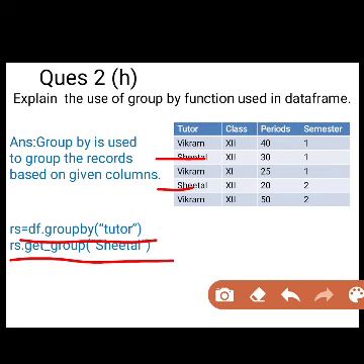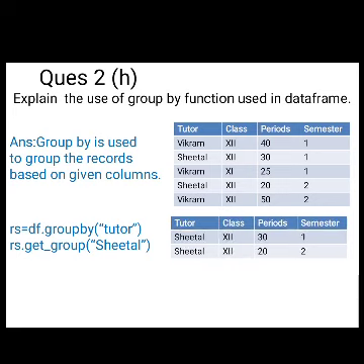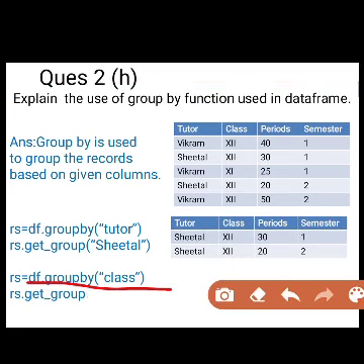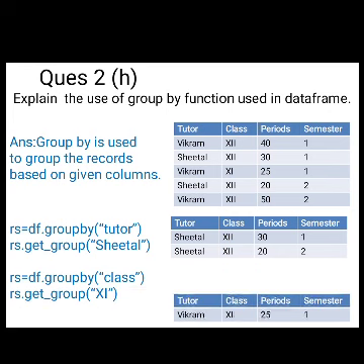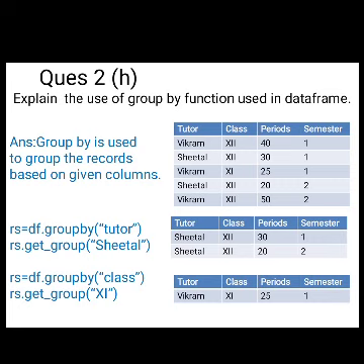Suppose I want to take all the records of +2 class or +1 class. In this way, I can also use the groupby function for the classes, and the result will be this one, rs dot groupby class. And to retrieve the records of 11th class, I can write in this way, and the result for this will be this one.